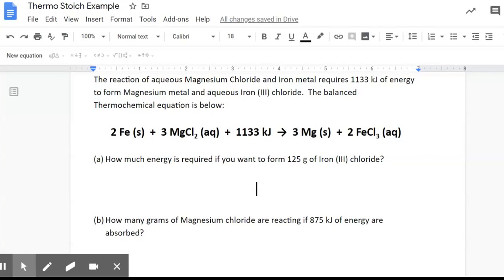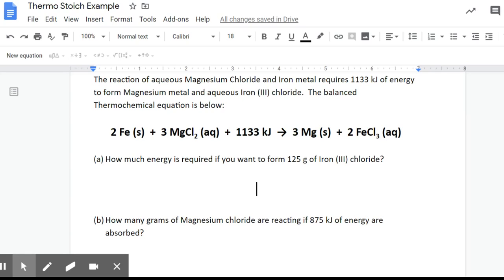I wanted to do a quick screencast to give you an example of how to work a stoichiometry problem that involves energy. The reaction we're going to be looking at today involves aqueous magnesium chloride reacting with iron metal to produce magnesium metal and aqueous iron 3 chloride. The reaction requires 1,133 kilojoules of energy, telling us that it's an endothermic reaction.